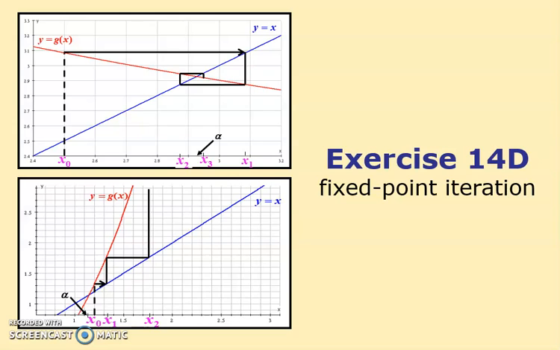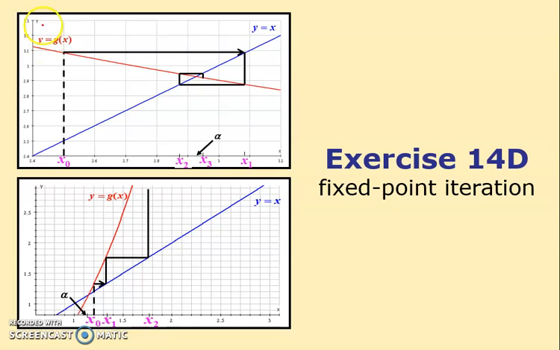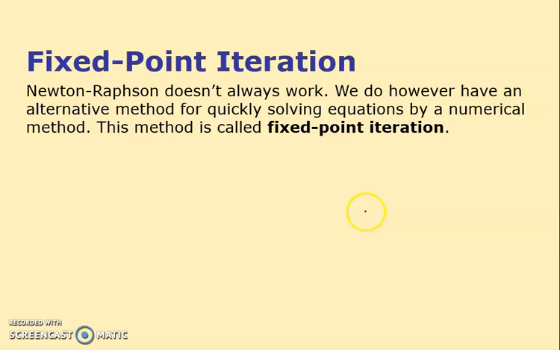Hello there, this is exercise 14D for year 13 maths. This is one of those topics for chapter 14 and 15 which are all about numerical methods, and this particular method is called fixed point iteration. And we tend to do fixed point iteration on, and these by the way are both examples or graphical interpretations of fixed point iterations. And we tend to do it when other methods don't work.